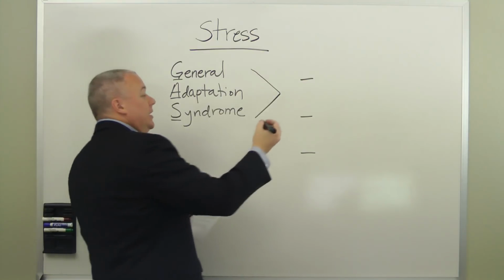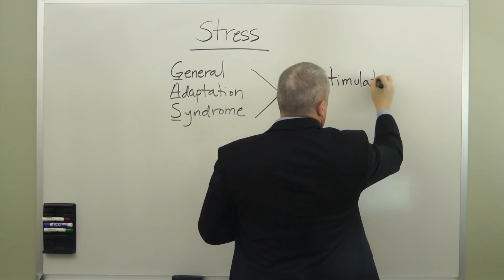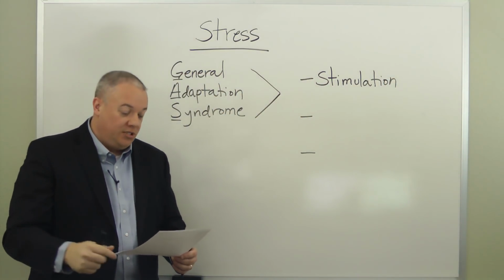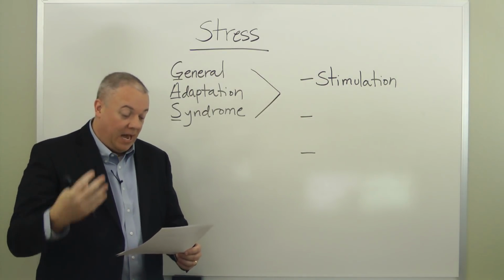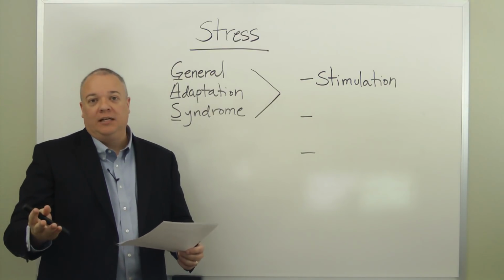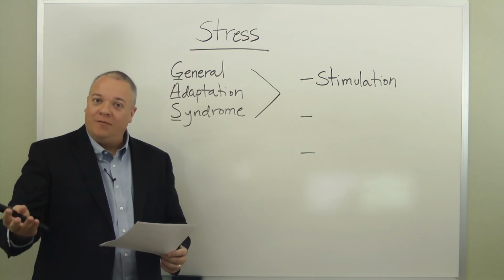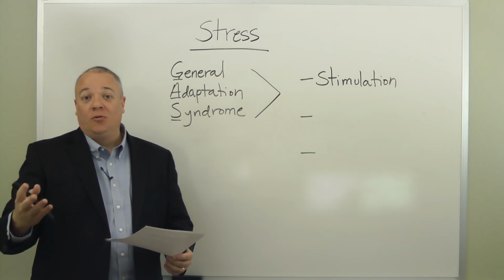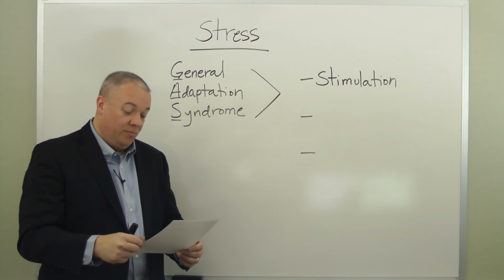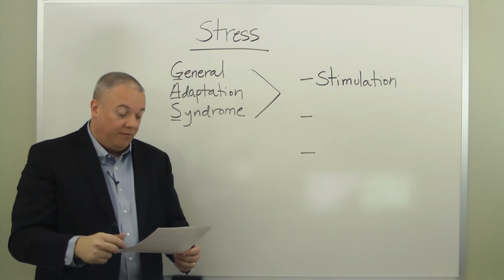The first stage is called stimulation. At this stage, the stress has been introduced to the person, and their body responds by the hypothalamus stimulating the adrenal medulla to release epinephrine or adrenaline. Epinephrine and adrenaline are the same thing depending on what part of the world you're in. Epinephrine is the Greek-derived word for this hormone, and adrenaline is the Latin-derived word, but they're the same thing. So the hypothalamus stimulates the adrenal medulla and releases epinephrine.